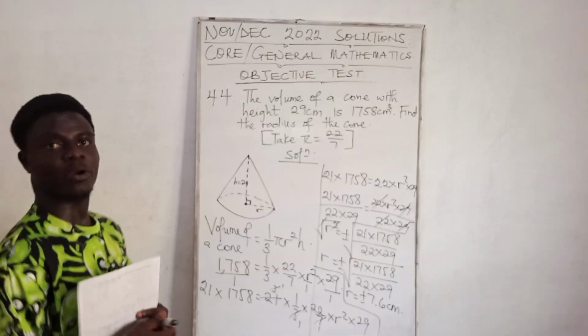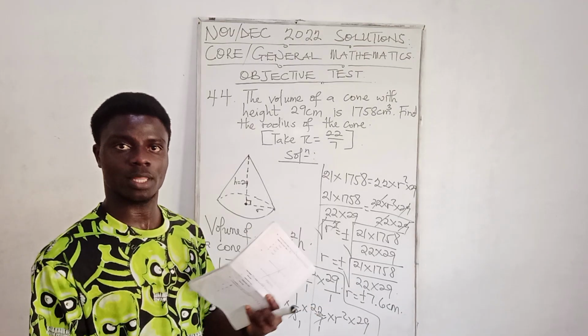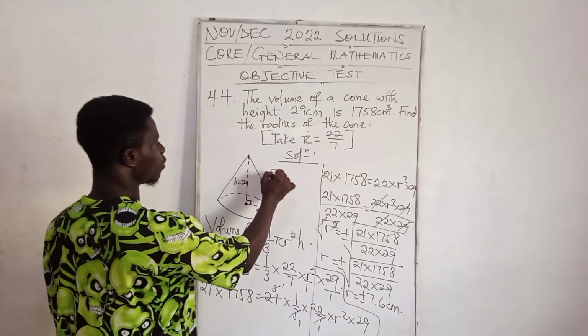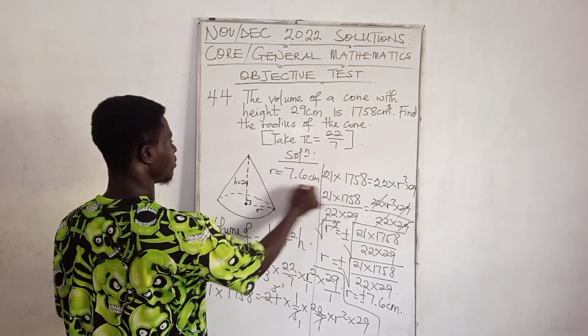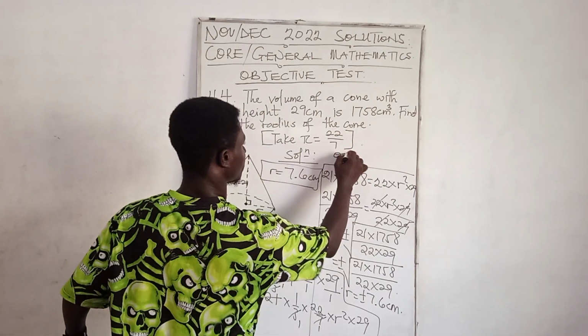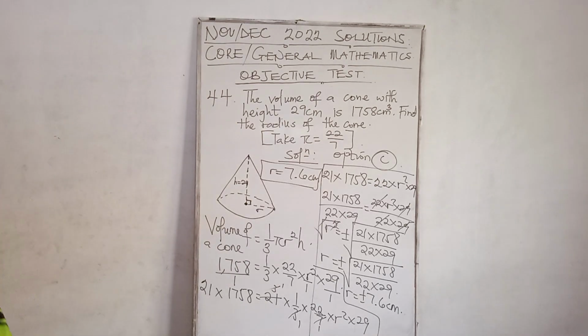centimeters. Now, this time around, we don't want the negative, right? We want the positive since we are dealing with length. So now we can say that r is equal to what? 7.6 centimeters, which is option C. Option C for cat.